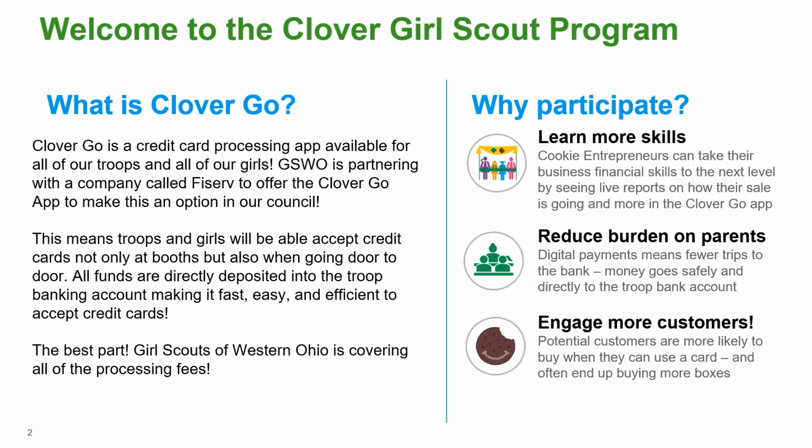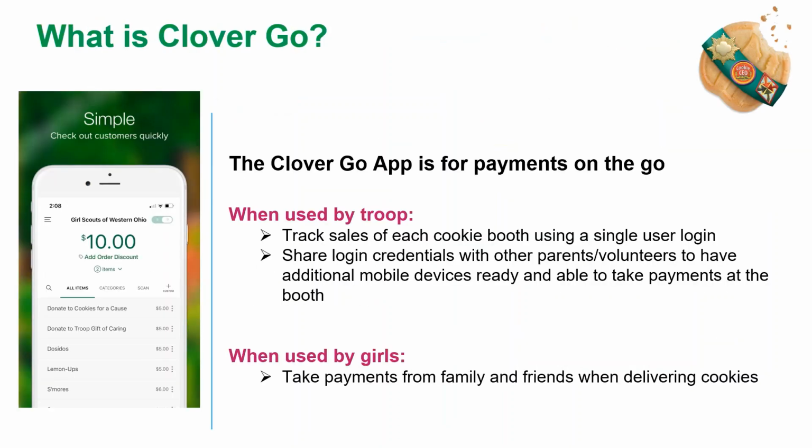We're partnering with a company called Fiserv, formerly First Data, to be able to offer this as an option in our council. It's going to make it easy for girls on the go and troops to be able to accept credit cards, making it fast, easy, and efficient to collect payments wherever they are. Now, not only does it make your cookie program a little bit easier, but it's also going to help our 21st century girls learn more skills while reducing the burden on parents and engaging more customers.